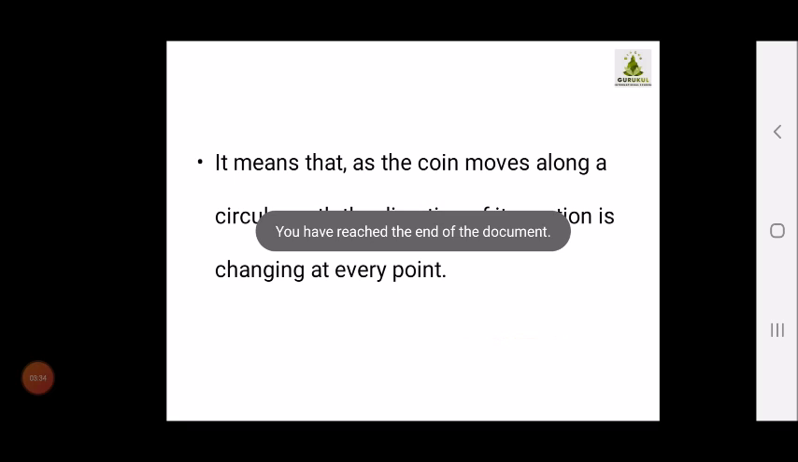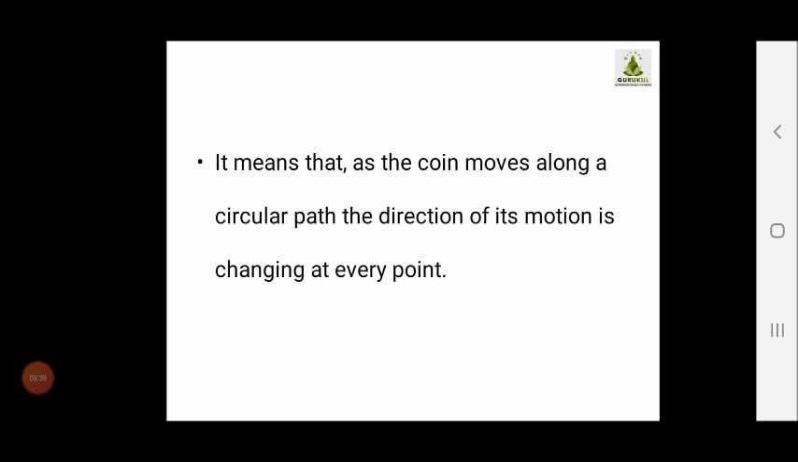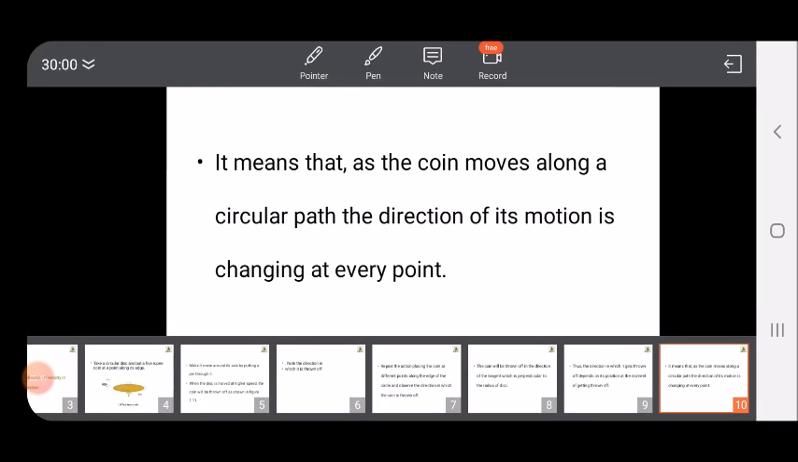So this is what we have studied about uniform circular motion, and when the coin comes out of the disc, it will be in the direction of a tangent. The remaining part we are going to study in the next videos.